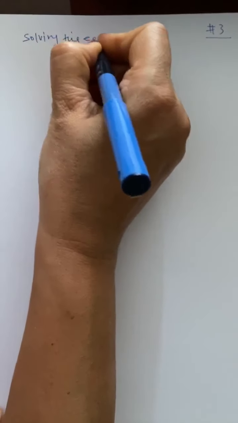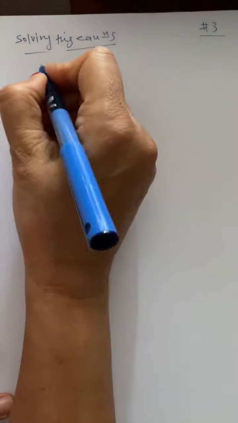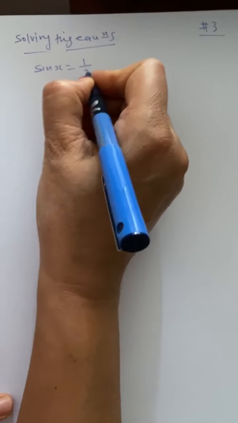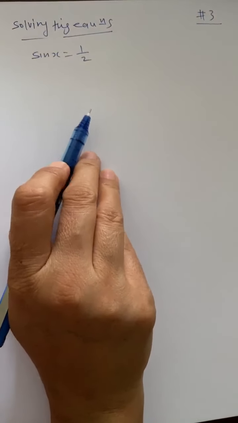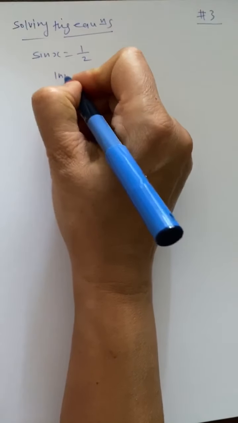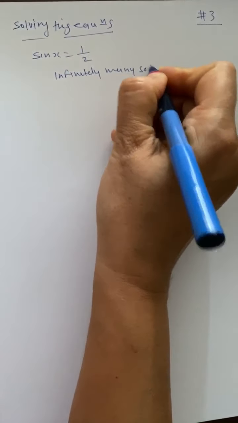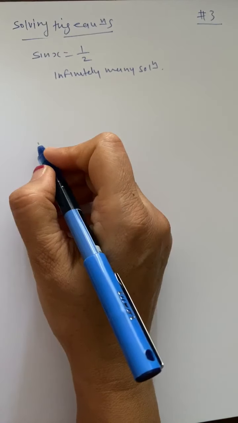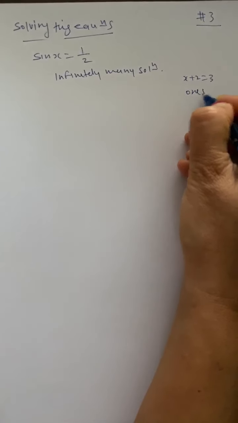As I mentioned before, I'm going to do the simple cases first. So let's say I want to do sine x is equal to 1 over 2. First of all, I want to emphasize that whenever you are solving any trig equations, you can have infinitely many solutions. Now, what does that mean? When you are solving a linear equation, for example, x plus 2 is equal to 3, you have only one solution, as you know.